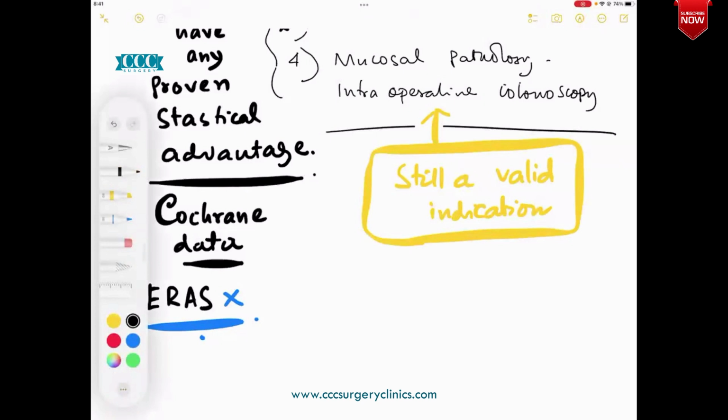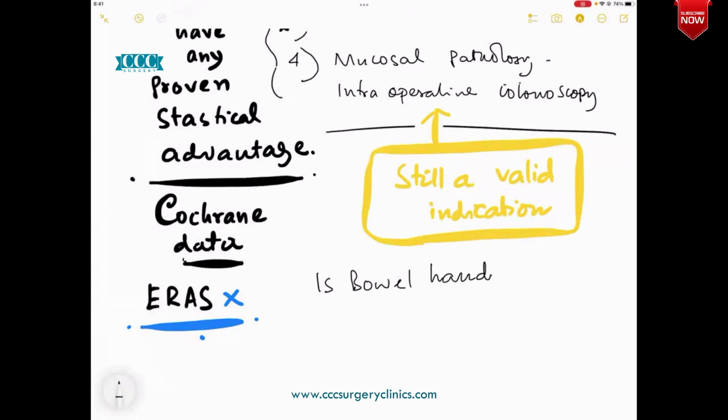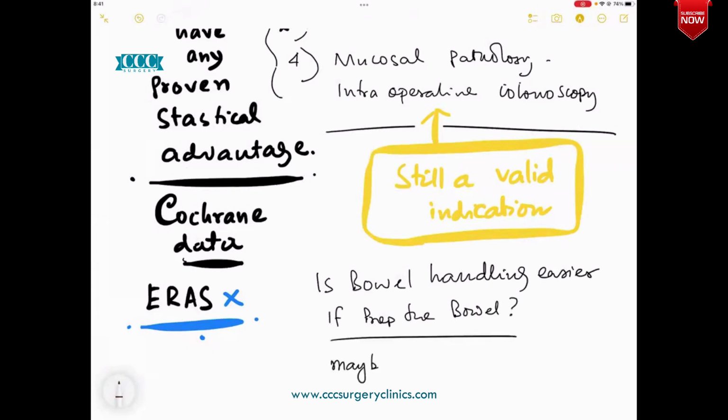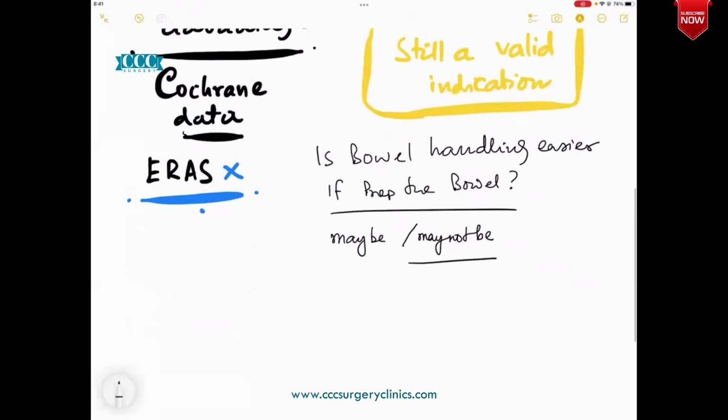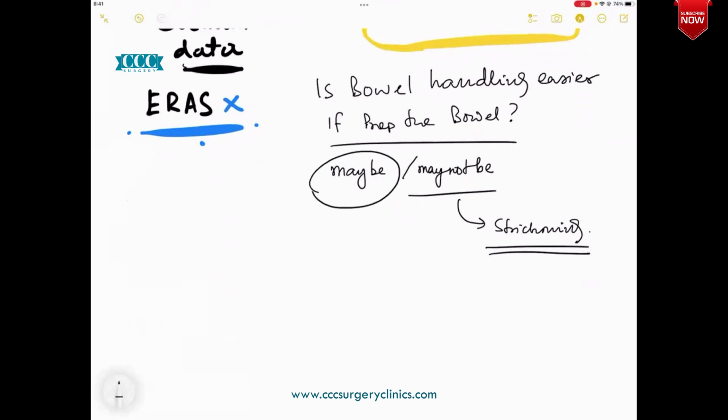Now, if you are thinking as a surgeon, is bowel handling easier if I prep the bowel? The answer to this one is maybe, maybe not. Maybe not will be particularly important if it is a stricturing lesion, for obvious reasons. The stricture is going to hold up the liquid feces, so it is a contraindication to prepare a bowel. Maybe, but the question is, is it really worth it?